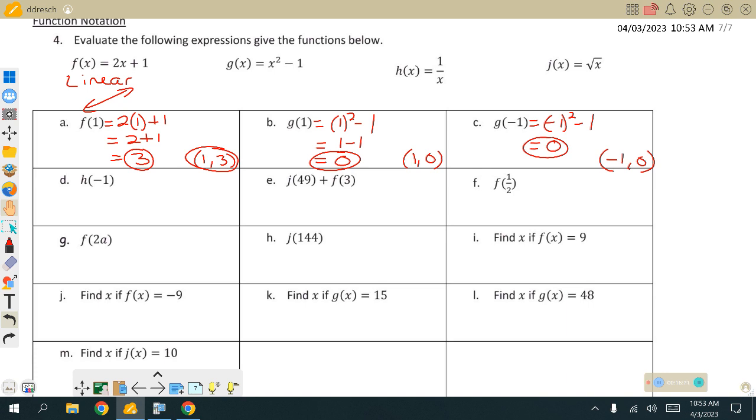How about the g of x, x squared? What type of graph or what type of family is that associated with? The x squared is the key. It is a quadratic.